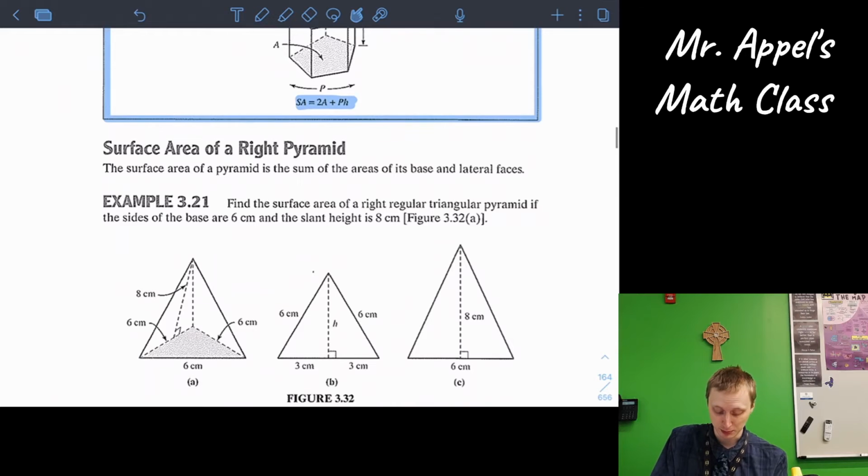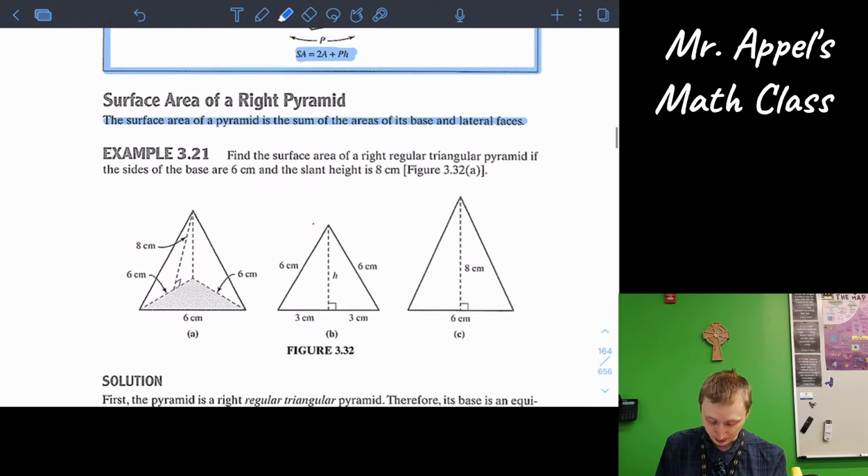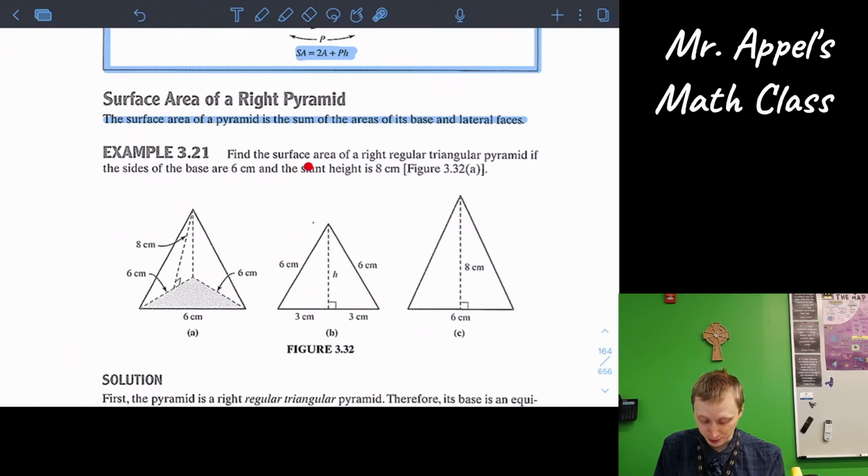Now, how about pyramids? The surface area of a pyramid is the sum of the areas of its base and lateral faces. Okay, that sounds like another good solid definition to me. A pyramid is still a type of polyhedron. So, for example, find the surface area of a right regular triangular pyramid if the sides of the base are 6 centimeters and the slant height is 8 centimeters.